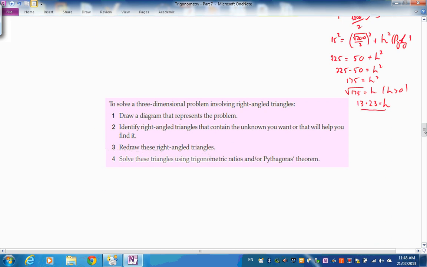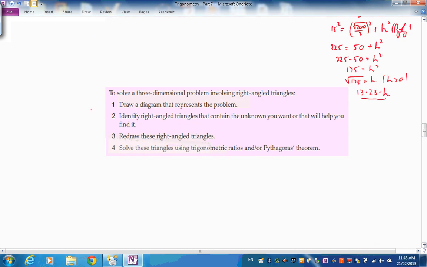Let's come down here. Pearson's have got a good problem-solving strategy. This is true for all of them, not just 3D. Draw a diagram, identify right-angled triangles that contain the unknown you want, that will help you identify it, redraw them, and solve these triangles using trig ratios and/or Pythagoras' theorem. So in this last one, we could have used Pythagoras as well. You got the same answer.